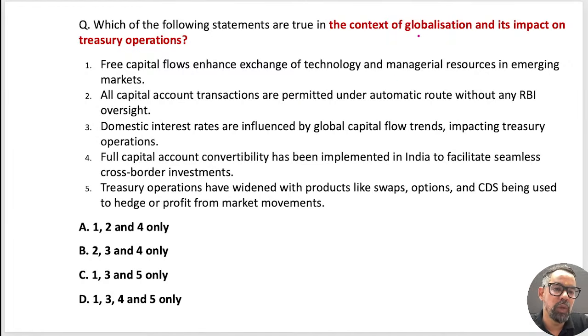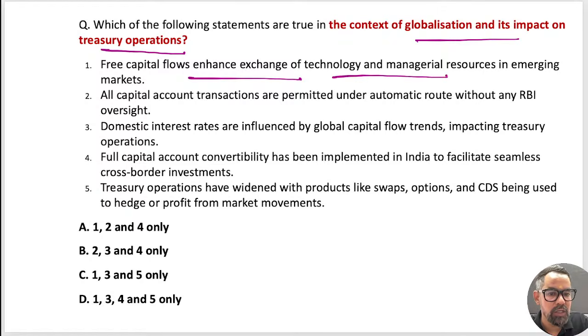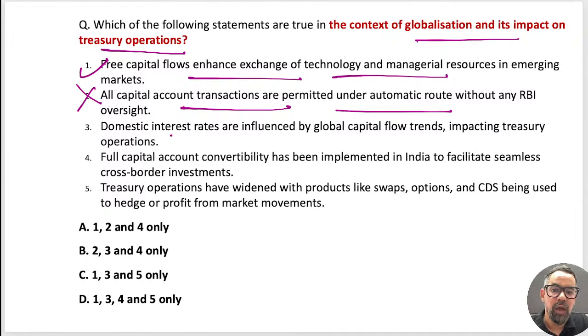So when it comes to globalization and its impact on treasury operation, free capital flows enhance the exchange of technology and managerial resources, especially from FDI. All capital account transactions are permitted under the automatic route, not necessarily. We have automatic and approval route, depending on the sector. Domestic interest rates are influenced by global capital flow. Yes, impacting treasury operation, they do get impacted. If there is more investment, it will increase the flow.